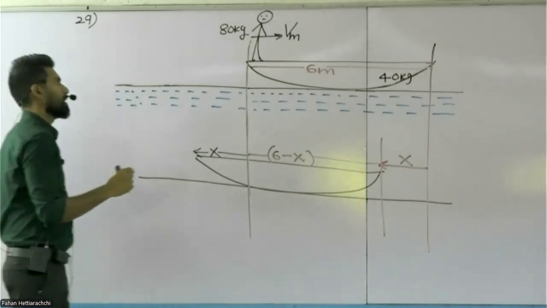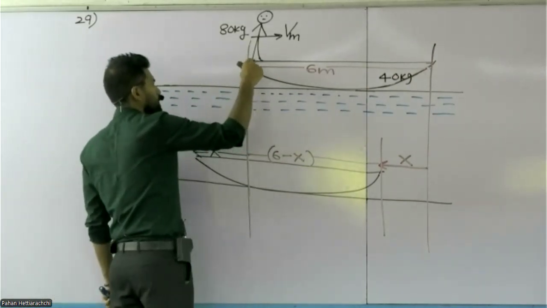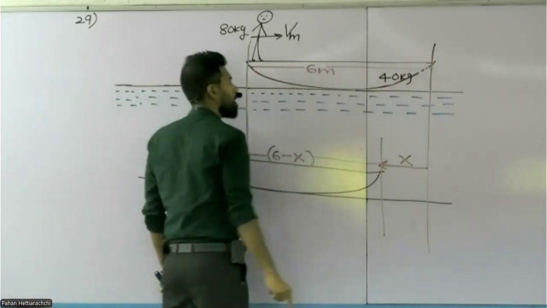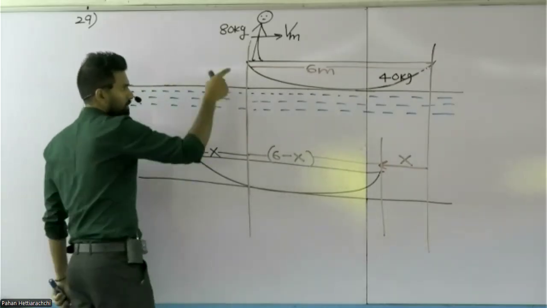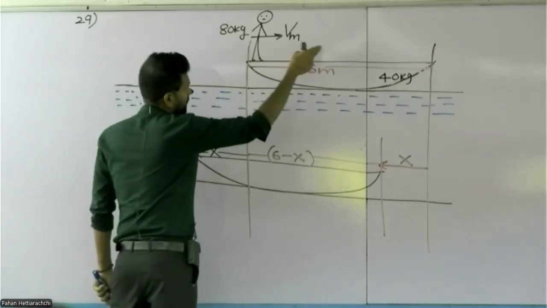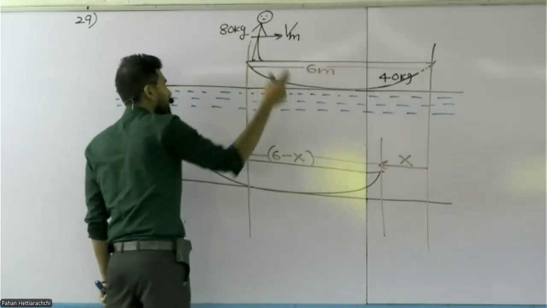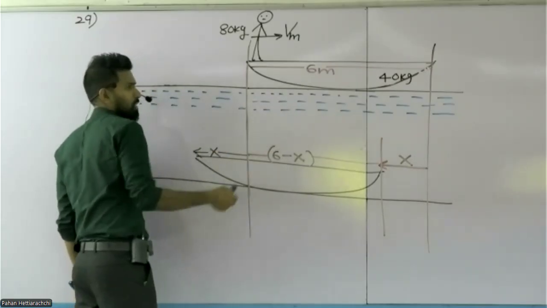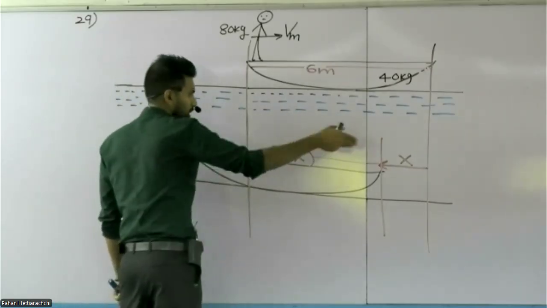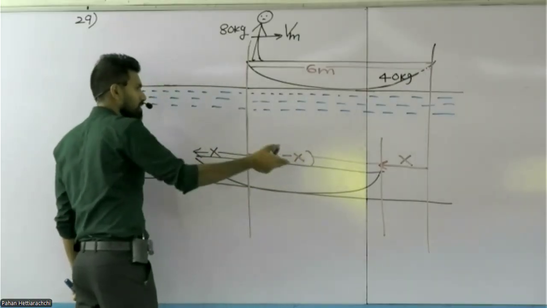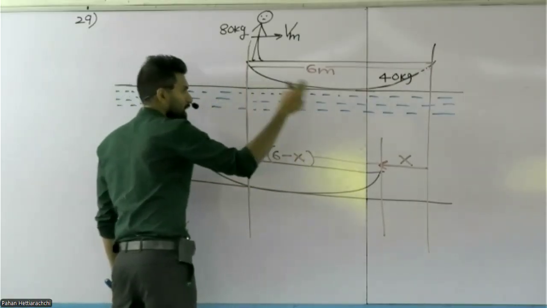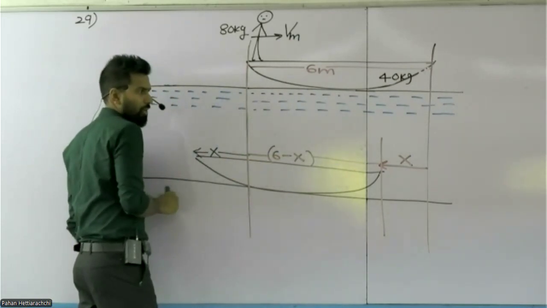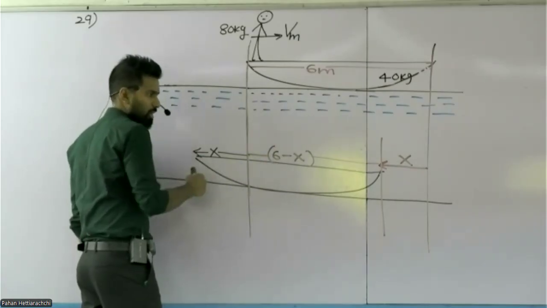Look at this. From this end to the other end of the boat, you have a 6 meter length to walk. But remember, when you are walking forward, from your legs you push the floor in the backward direction. To run in a forward direction, you have to push the floor in the backward direction. When you are pushing the floor in a backward direction, what will happen?